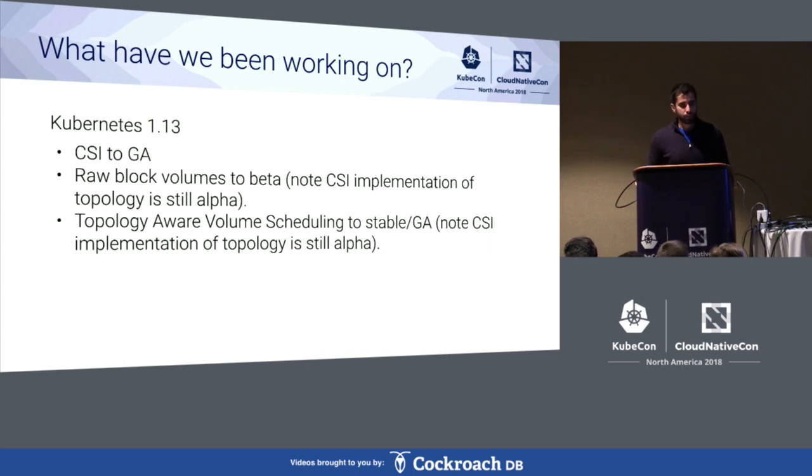You don't want a pod landing on a VM that exists in a zone where it can't access that volume. So what we wanted to do here was come up with a mechanism that doesn't hard code the concepts of zones and regions and other topology primitives. Instead, we wanted to create something generic that can apply not just to cloud providers, but to any type of on-prem topology that might exist. You can imagine racks or even nodes. That work has moved to stable GA in the Kubernetes core. On the CSI side, that implementation is still alpha and is going to be moved to beta hopefully next quarter.